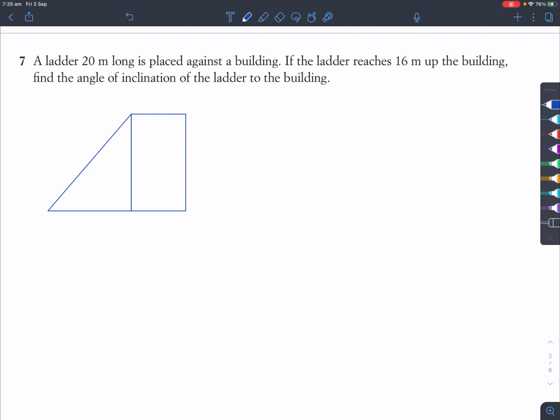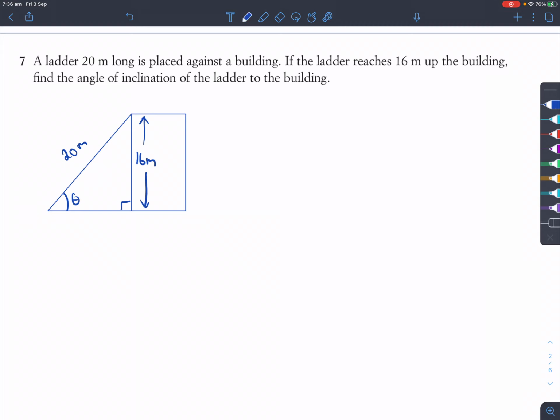And the ladder is 20 meters long. So it's leaning against it. It's 20 meters long. And the ladder reaches 16 meters up the building, which means this is 16 meters. So find the angle of inclination of the ladder to the building. This refers to the angle that a person would have to look up to the top of that ladder, basically. Or what angle the ladder is to the horizontal that's leaning against the wall. Think of it that way as well.